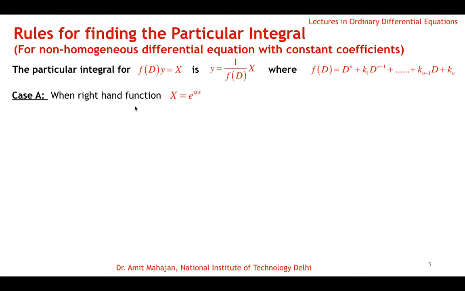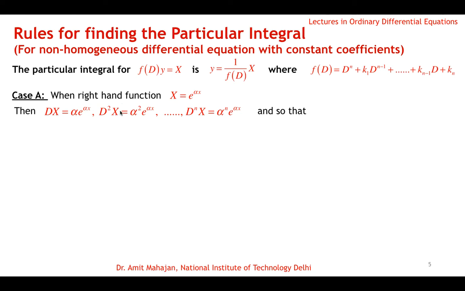So in this non-homogeneous differential equation, when the right hand side function is an exponential function of the form e raised to the power alpha x, what happens to this particular integral? How do we calculate this particular integral? If capital X is e^(alpha x), then if you calculate different derivatives of this, you will find that the first derivative, D of X, meaning the derivative of the exponential, is alpha e^(alpha x). So D of X is alpha e^(alpha x).